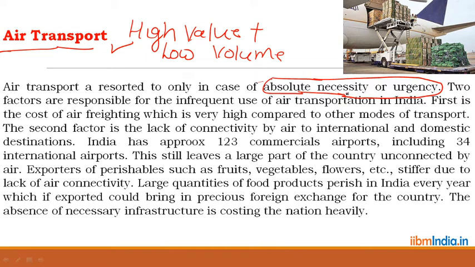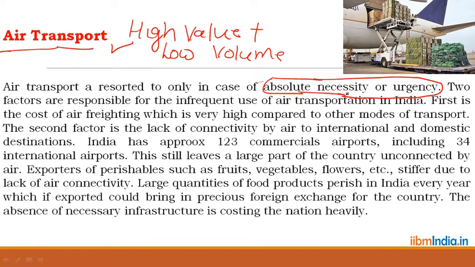Exporters of perishables such as fruits, vegetables, flowers suffer due to the lack of air connectivity. A large quantity of food products perish in India every year, which if exported could bring in precious foreign exchange for the country. The absence of necessary infra is costing the nation heavily. As we know, India is the largest producer of fruits, vegetables, flowers, but due to the lack of air connectivity, we are not able to export those items.